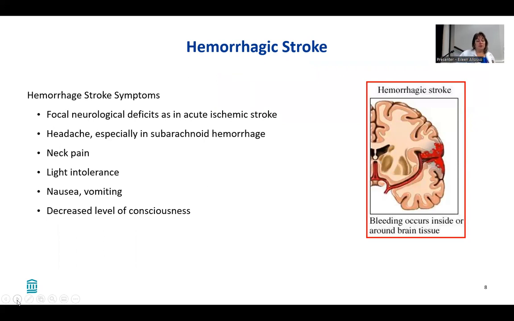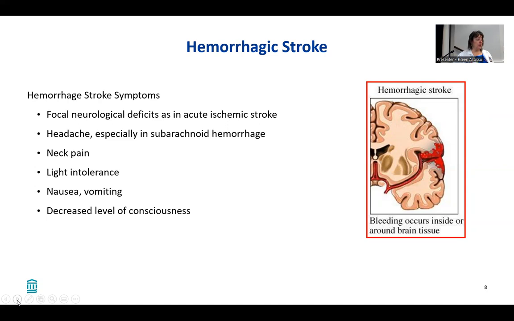The next stroke I want to talk about is the hemorrhagic stroke, and that's when a blood vessel actually ruptures inside the brain. There could be multiple symptoms of this. You can have the same symptoms as you would have with an ischemic stroke, where just a small area of the brain seems to be affected. But in addition, you can have a painful headache. Usually a painful headache is not associated with an ischemic stroke.